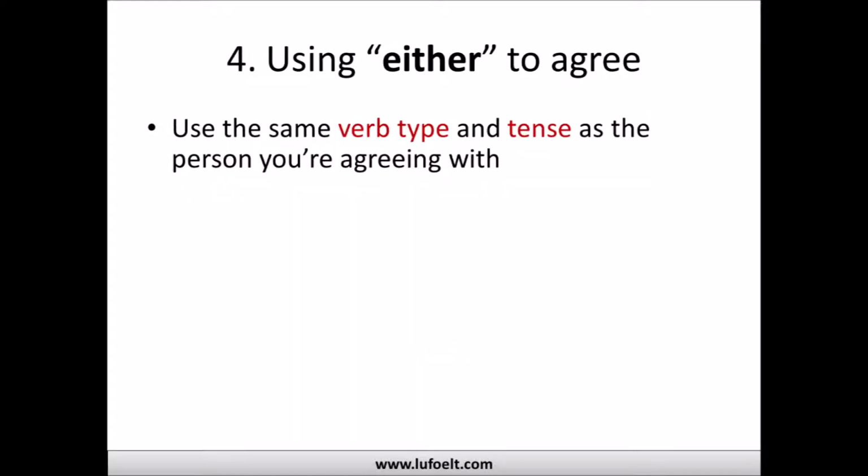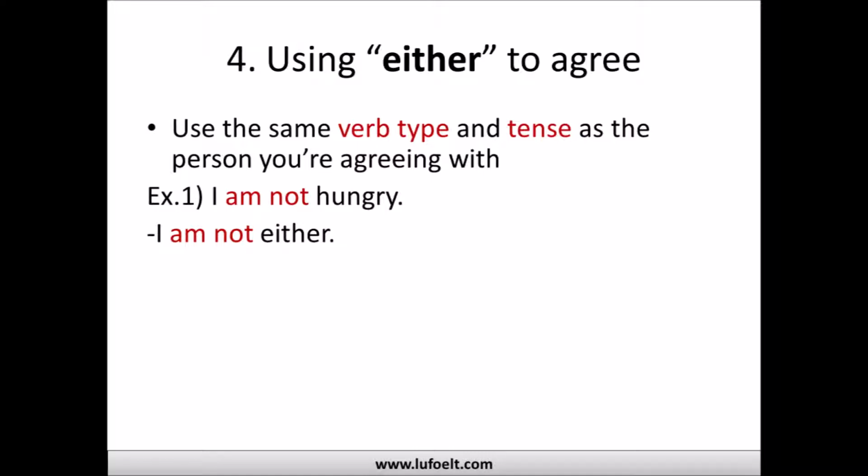All right, and now let's talk about using either to agree with a negative statement in a conversation. And guess what? It's the same. Use the same verb type and tense as the person you're agreeing with. So, I'm not hungry. Here you're going to say, I'm not either. All right, so with neither, the negative part of the sentence is part of that word. But with either, we have to also include the word not, all right, to agree.